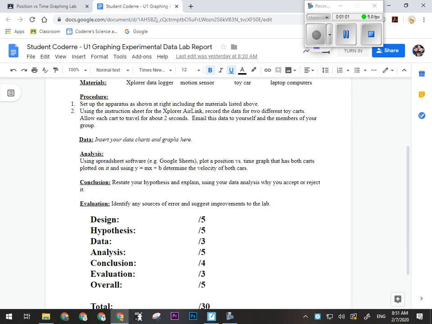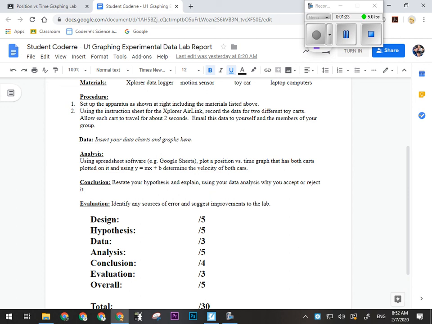Then there'll be a section where you'll insert your data, either charts or pictures or diagrams or whatever is appropriate for the lab we're doing that day. Then there'll be analysis. Sometimes that'll be a few questions for you to do, or it'll require you to write a short paragraph about something, analyzing your data from the lab.